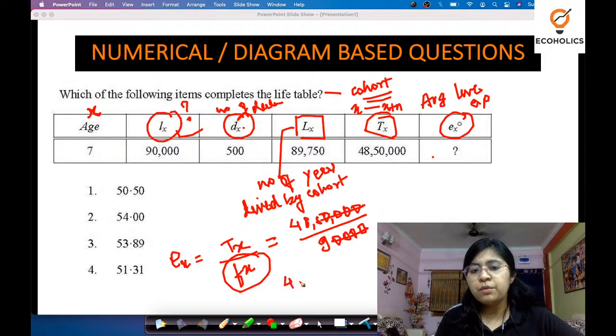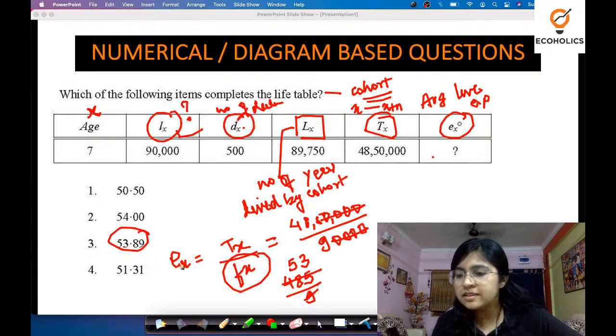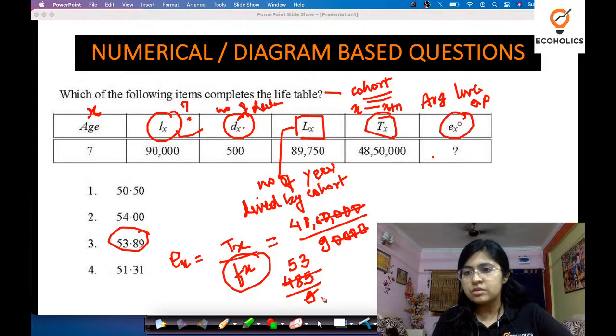It is actually just 485 divided by 9. So you have 45 and then you have 3. So yes, it's 53.89 figure. Yes, Ria, you were correct. The average life expectancy is 53.89. But I hope that you all have understood how to solve such questions, right?